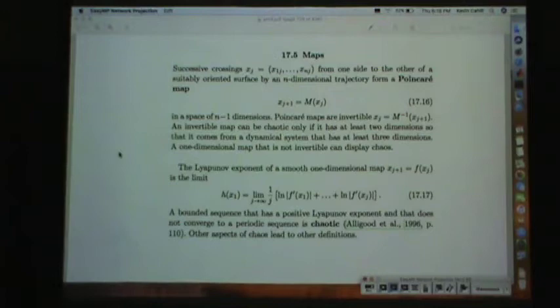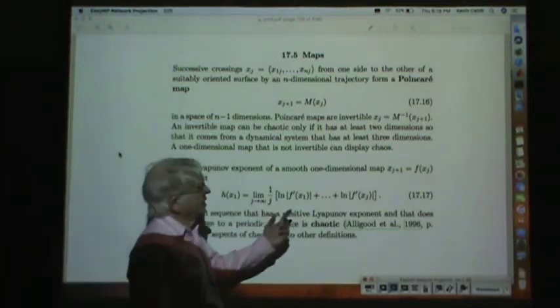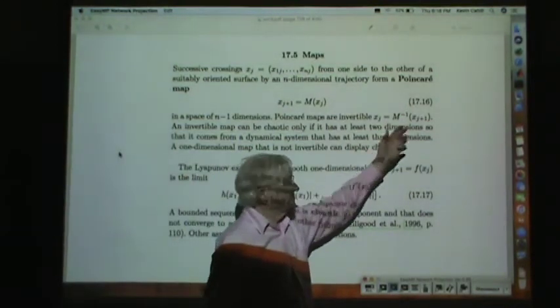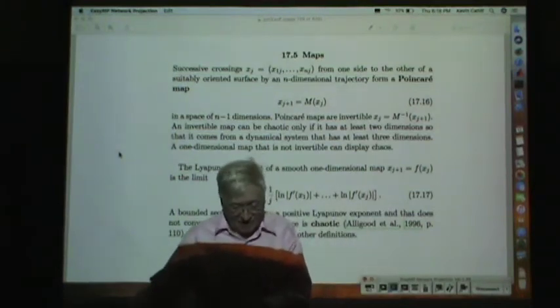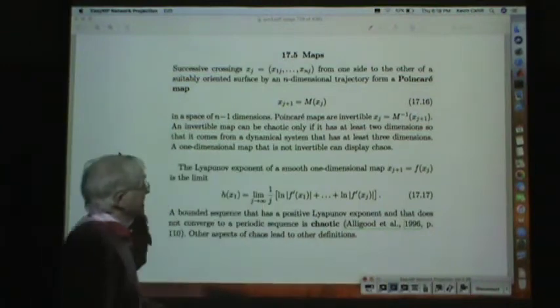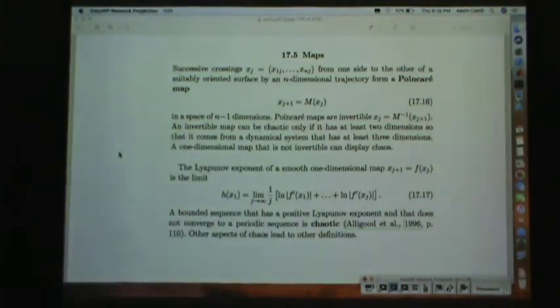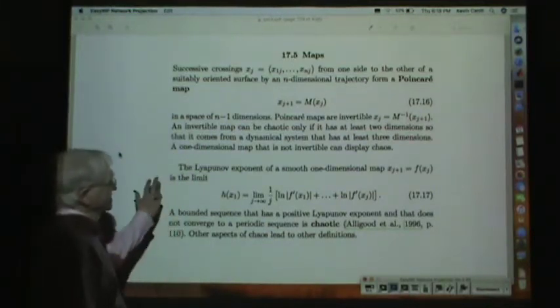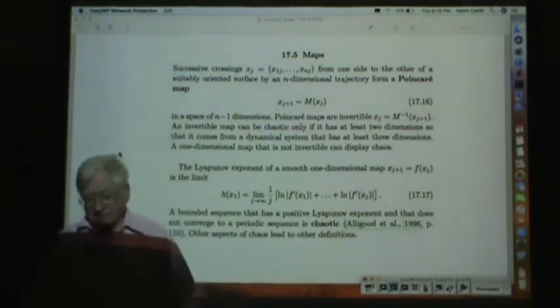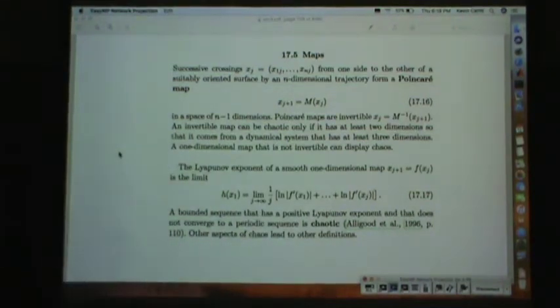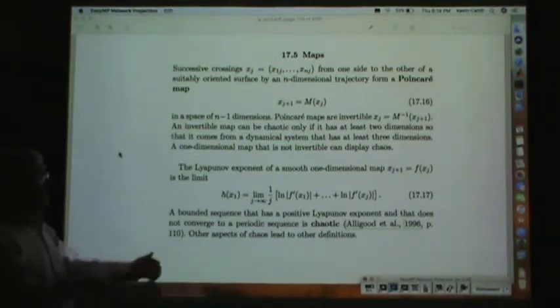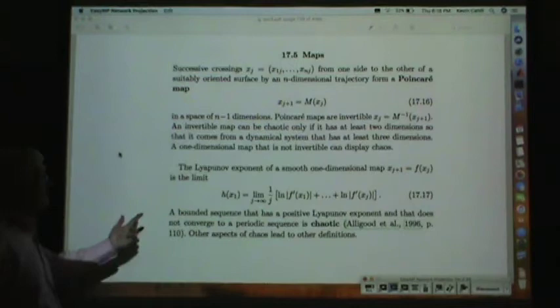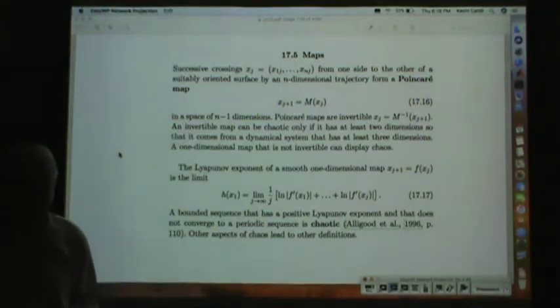And that's called a Poincaré map. And as I said, it's invertible because you just have these xj, xj plus 1, and to invert the map, you go from xj plus 1 down to xj, and then xj minus 1. And consequently, it can only be chaotic if it has at least 2 dimensions, but then, of course, it comes from a dynamical system that has at least 3 dimensions, which is the condition that is necessary for chaos. On the other hand, if the map is not invertible, it can even be one-dimensional and be chaotic.